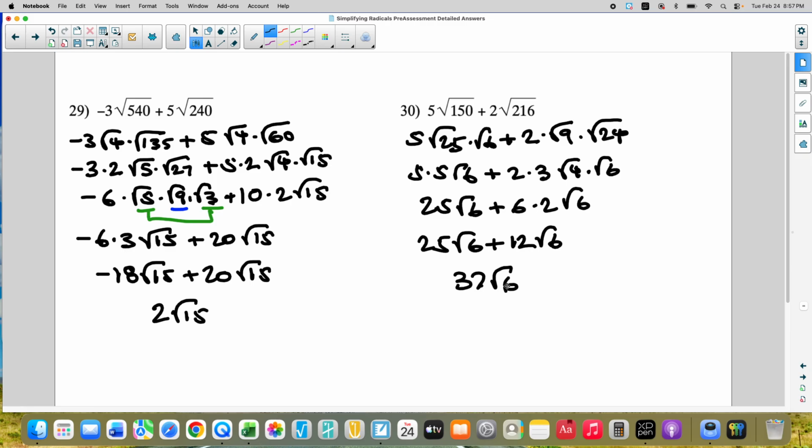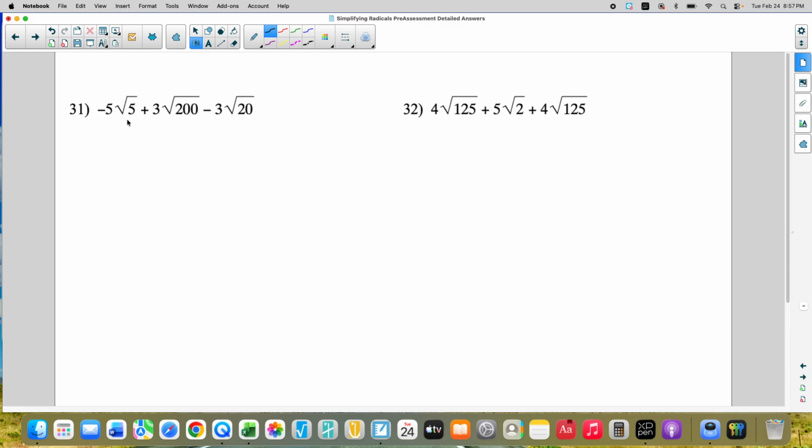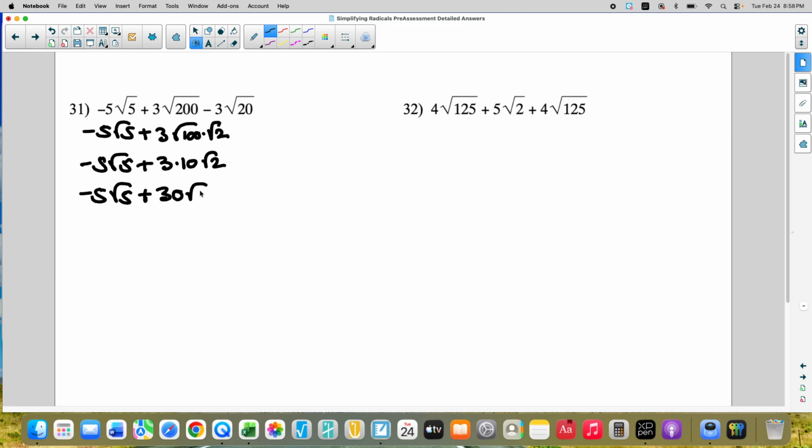2 times 3 is 6, times 2 is 12. Yep, those are good. That can't be simplified. 200. 200 is 4 times 100 times rad 2. So negative 5 rad 5 plus 3 times 10 rad 2. Negative 5 rad 5 plus 30 rad 2.